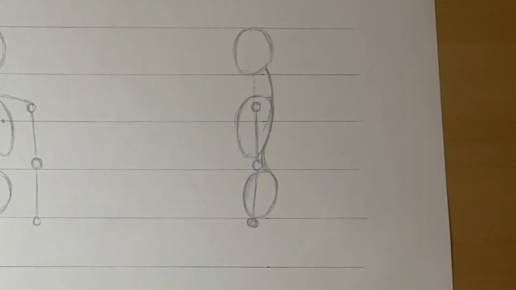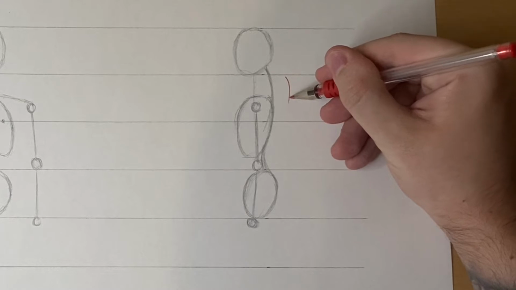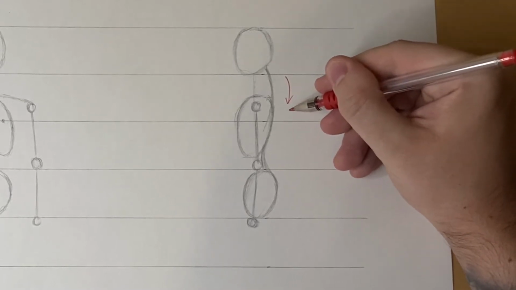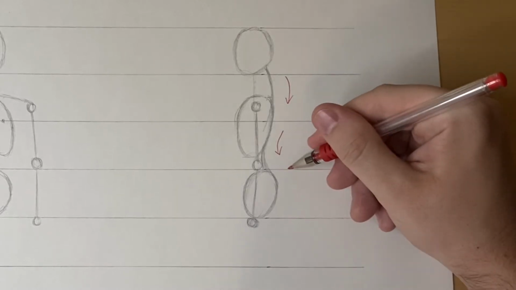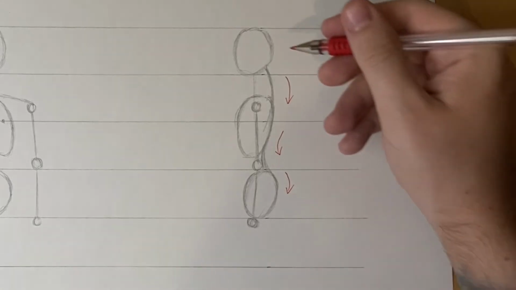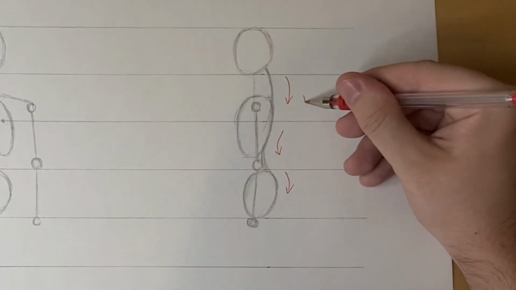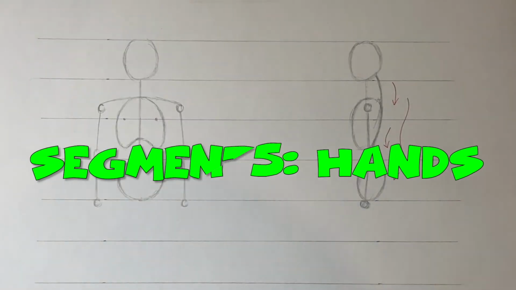And I'll use a red pen just to show the route that the spine takes. So the spine goes around on that top part, down and around towards that part, and then back out and around for that one. So it's almost like an S sort of shape. And that takes me to the next segment.